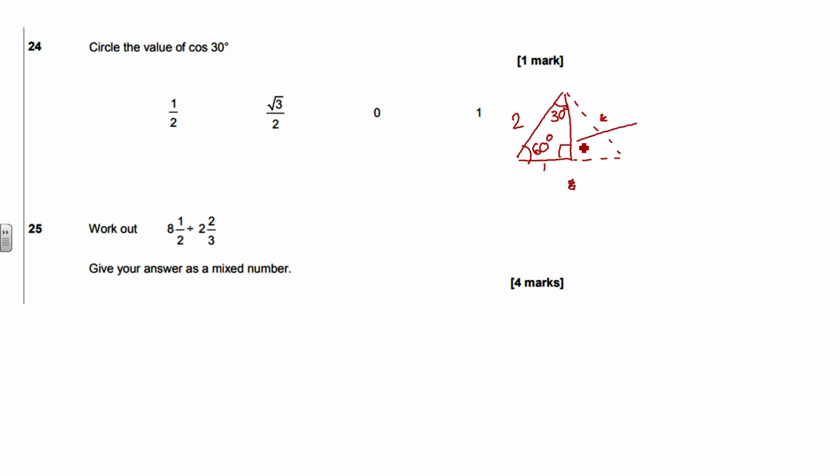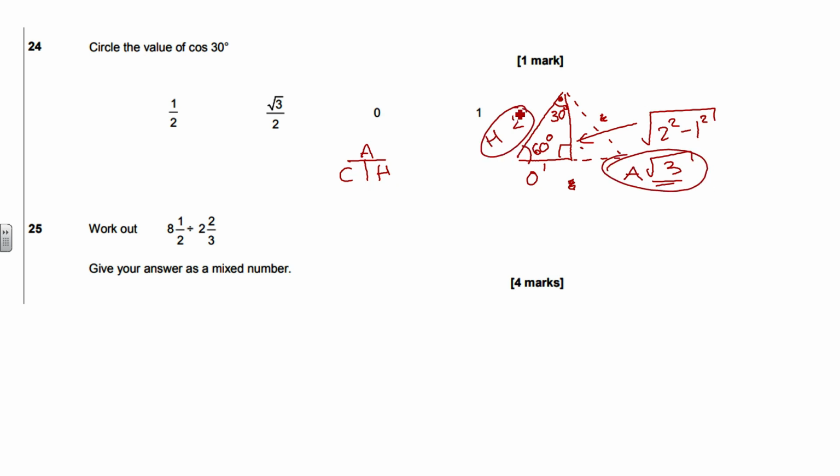Using Pythagoras to work out this side, I do the square root of 2 squared take 1 squared, which is the square root of 3. So that's there. So the cosine of 30 degrees. We imagine we're in the 30. This is our hypotenuse, this is our opposite, this is our adjacent. Because it's the cos element, it's adjacent over hypotenuse. So adjacent, root 3, over hypotenuse 2.